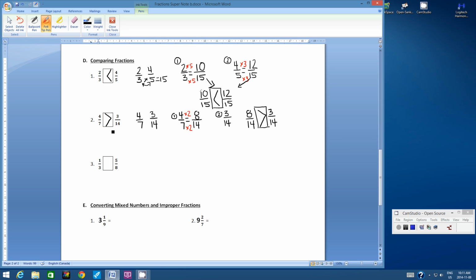So I always want you to be thinking about the relationships between denominators because then it would save us a lot of work. Now, we could have multiplied these denominators together, but it would have created a few more steps. All right, let's go on to example 3. 1/3 over 5/8. Well, unfortunately, the denominators are not the same. So let's rewrite these two fractions.